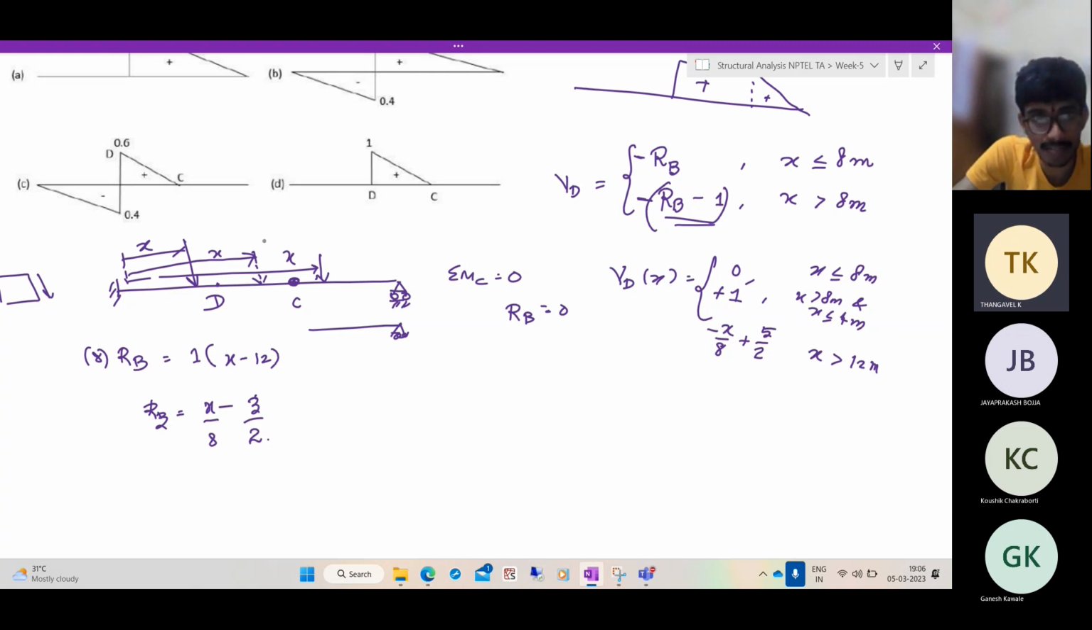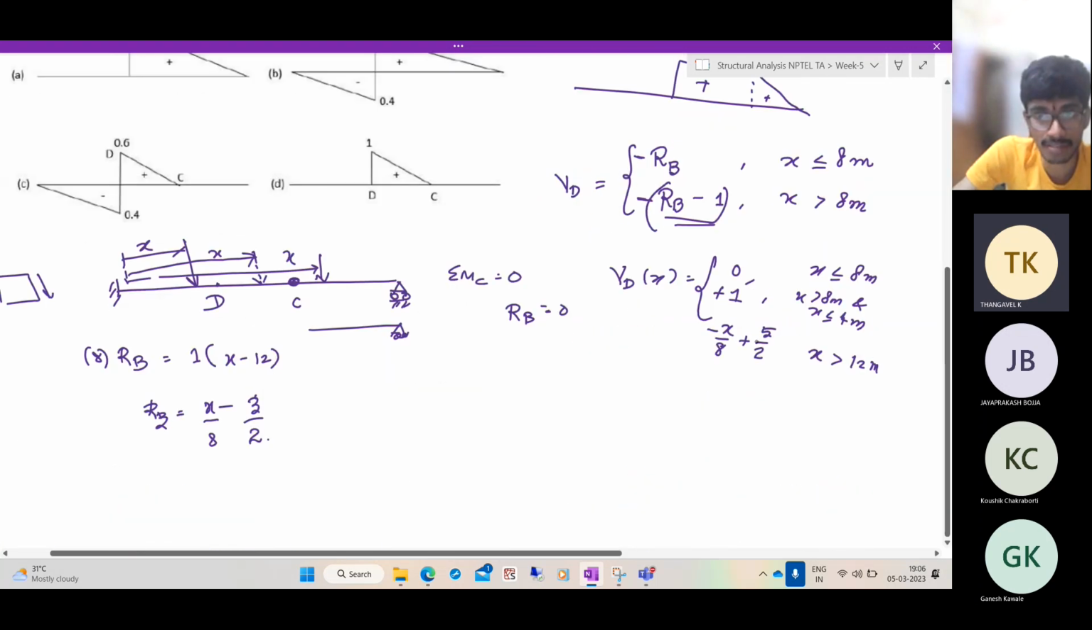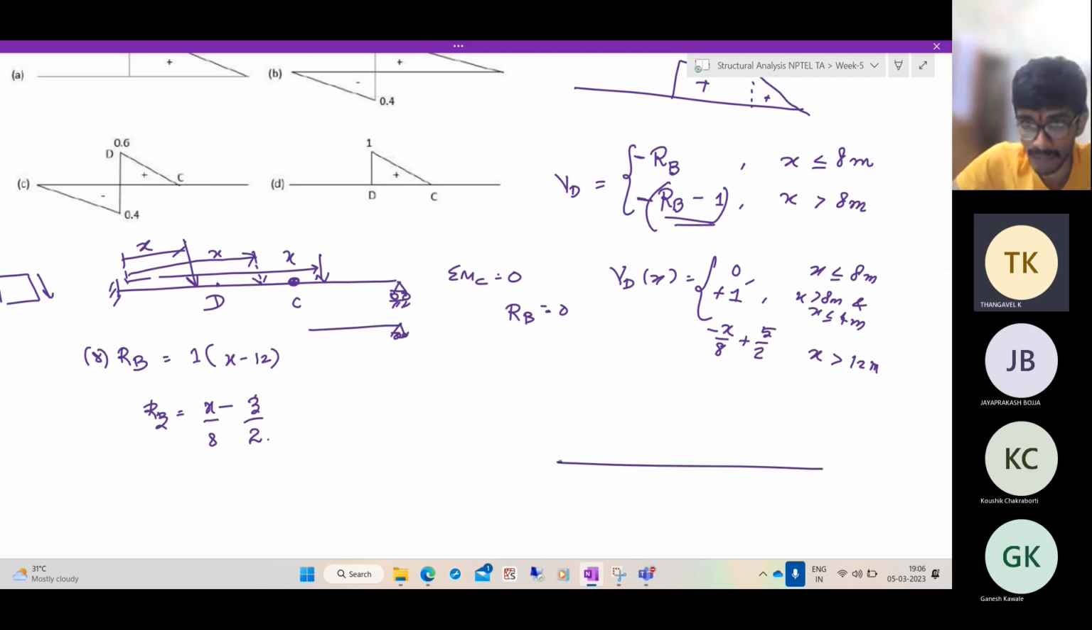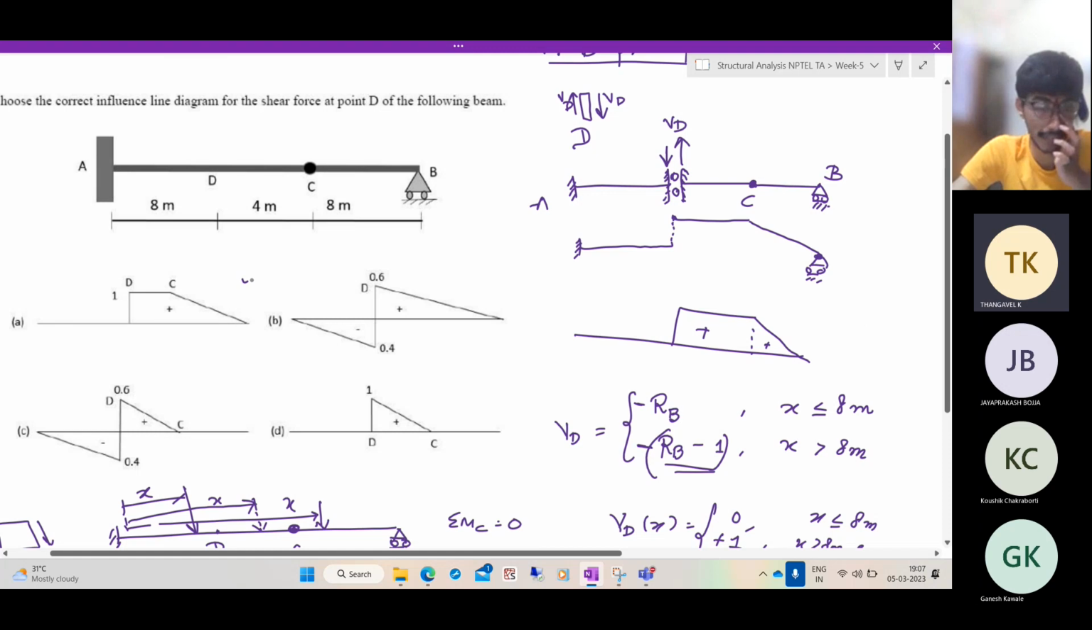And beyond that point, when X finally reaches 12 plus 8, which is 20, 20 by 8 is 5 by 2, so it is 0. If you sketch the influence line diagram, from X equal to 0 to 8, it is 0. From 8 to 12, it is a constant. And at 12, it is 0, and it is continuous here. So it looks like this. What is this value? It is 1. And what is this value? It is 1. So that is what we have got here using the Muller-Breslau principle. So the correct answer is A.